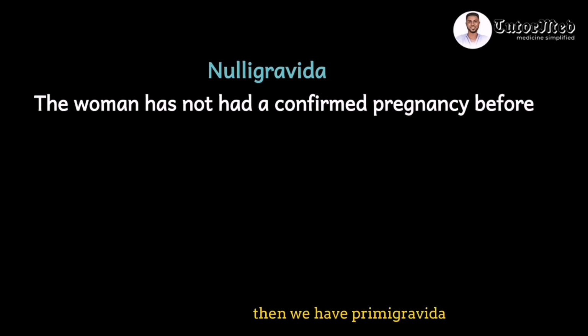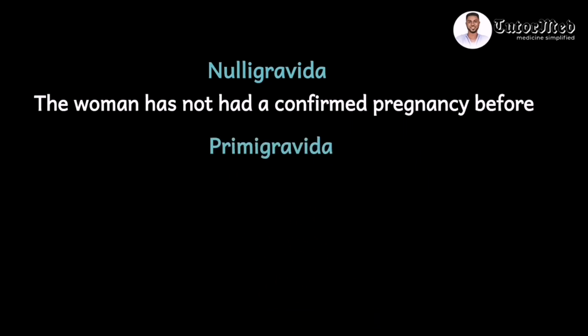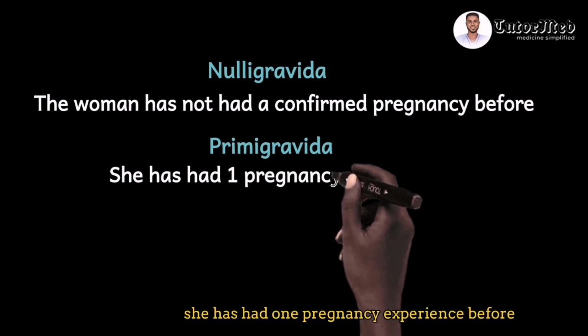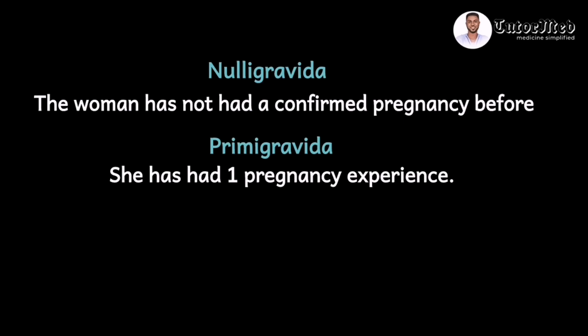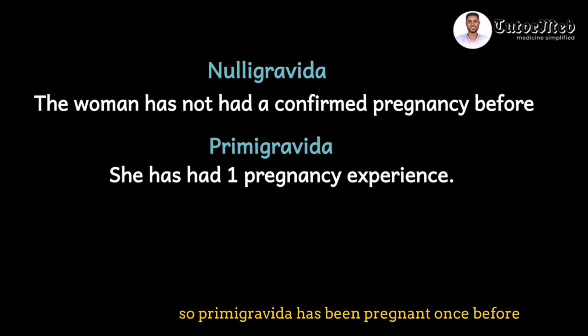Then we have primigravida. Primi in Latin means first. And so for a primigravida, she has had 1 pregnancy experience before, or she is currently pregnant, and that is her first. So primigravida has been pregnant once before.